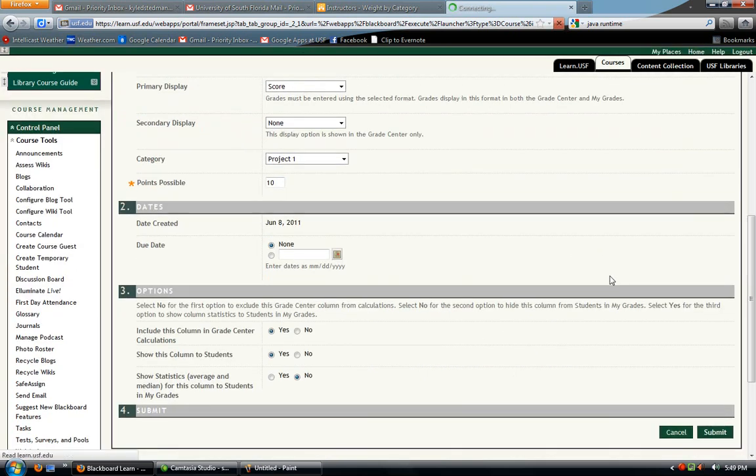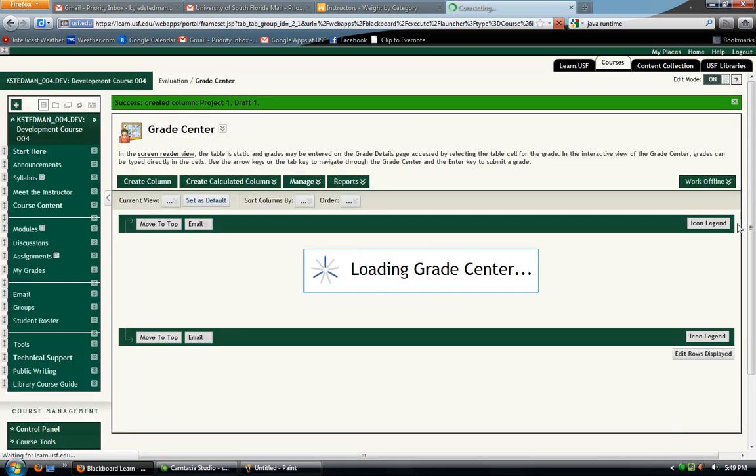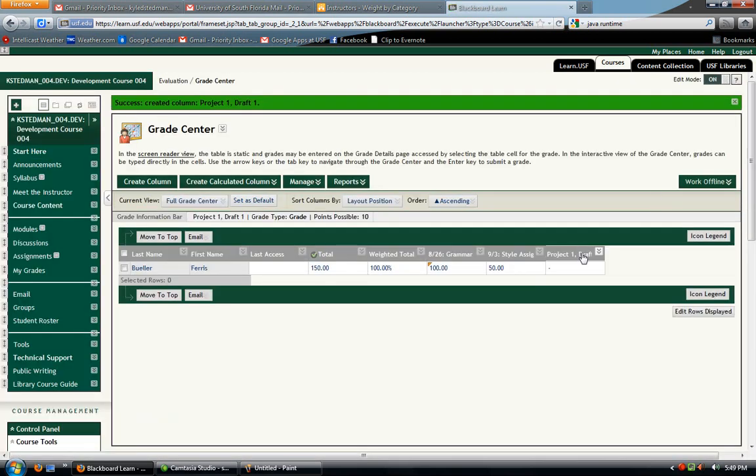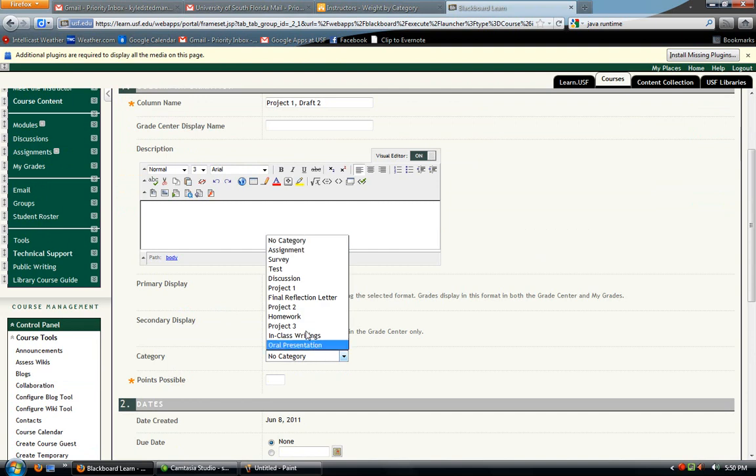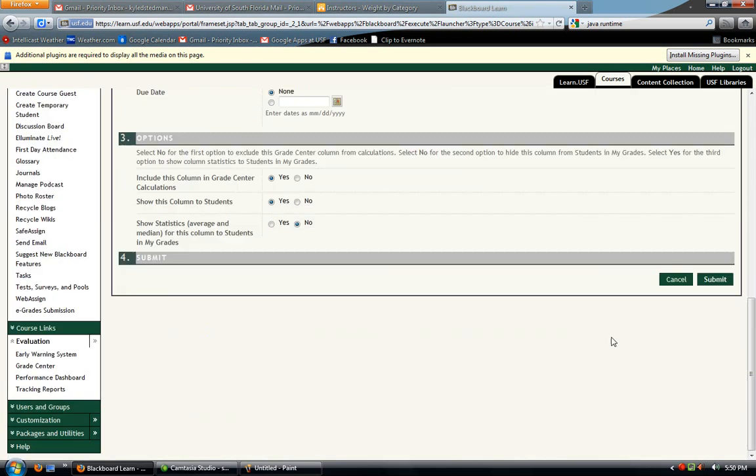Excellent, right? Or not. Okay, there it is. It exists. Let's go ahead and make columns for the second and third drafts as well. So we've got something to play with. Project 1, draft 2. Again, I'm going to put it in the project 1 category. For kicks, let's make it 50 points.